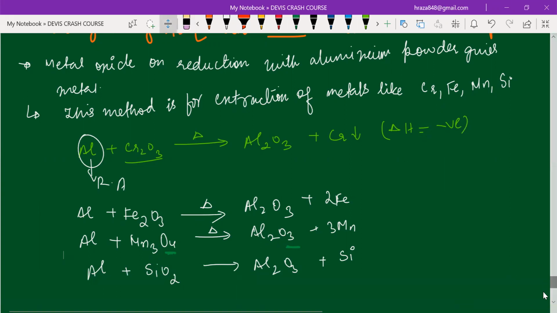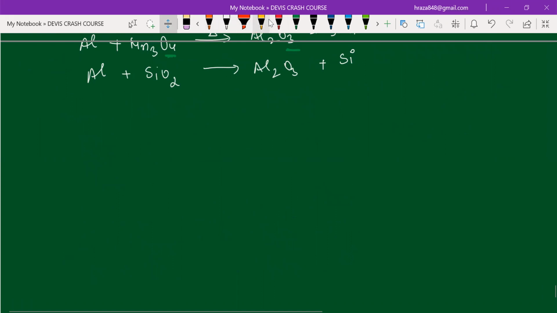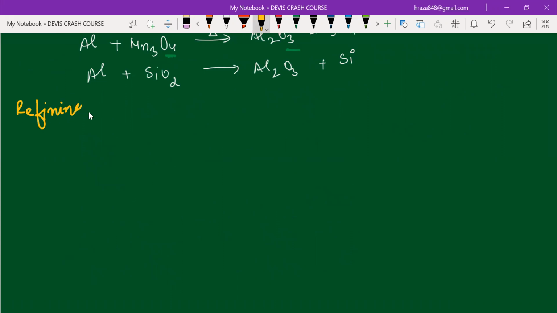And then after this, we are going to do refining. We are all done with concentration of ore, then reduction of ore. Then comes refining. Wait a minute, my laptop. Oh, I forgot to switch it on. Okay. As you can see, refining means crude metal to pure metal. What does crude metal mean? Crude metal means the metal we get after reduction.